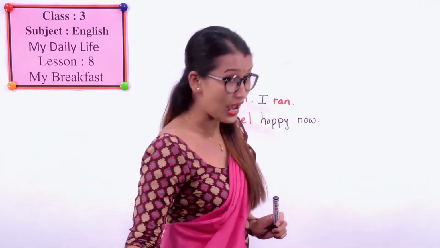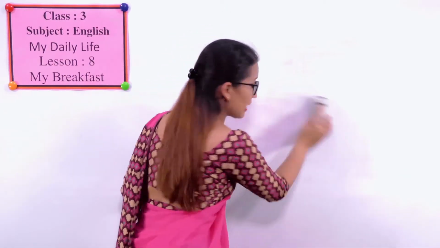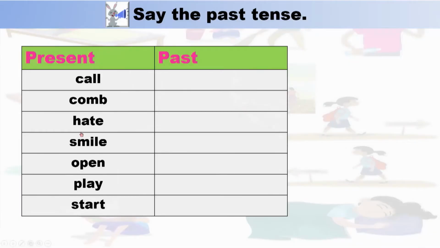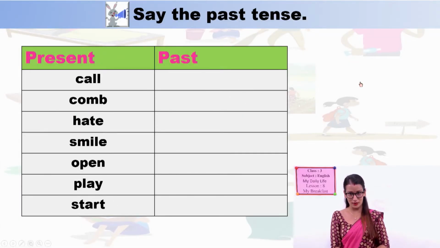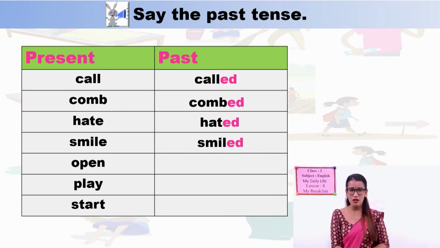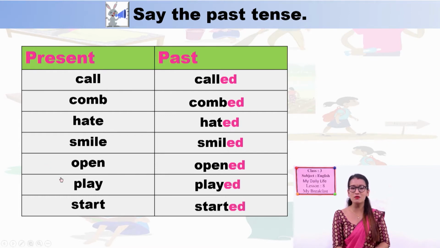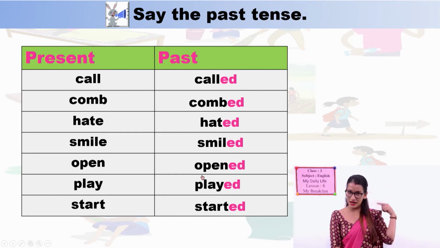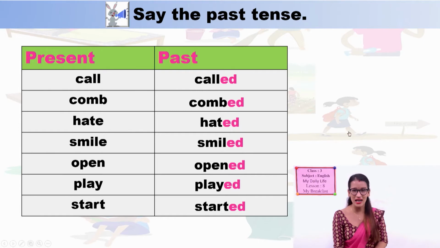Okay, children. Now, I am going to rub it and here. Yes. Call. Can you tell me the past tense of call? Good. Called. Yes. Comb. Combed. Good. Pronounce the words correctly. Okay. Hate. Hated. Good. Smile. Smiled. Open. Opened. Play. Played. Start. Started. Okay, make one sentence using the word play and played. I play football. I played basketball. Good. Okay. Now, next part.